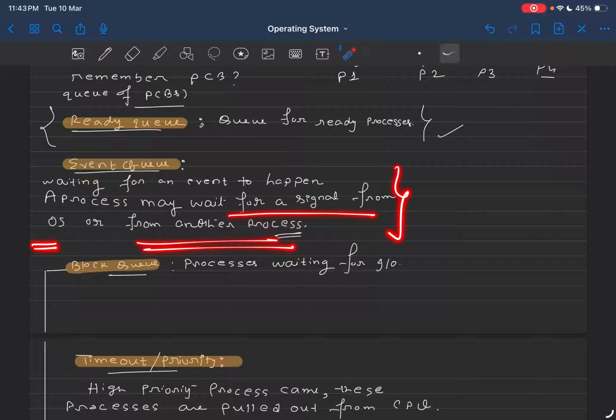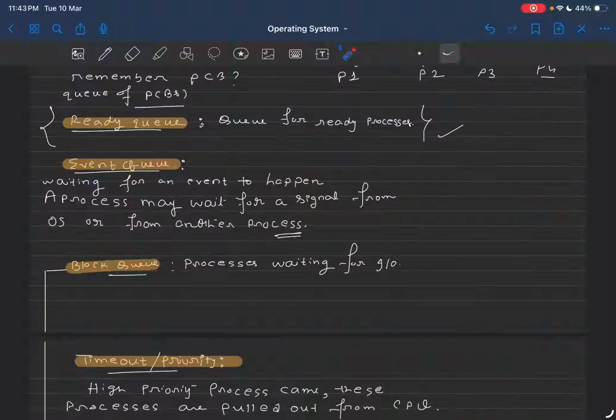As of now this thing will not make a lot of sense to you. When we go into the synchronization chapter, we will be seeing signal, wait, semaphore, those things. After understanding synchronization-related things like signal, wait, semaphore, mutex, we will understand what I mean by event. So as of now just know one thing, one process may wait for some other event to happen other than IO.